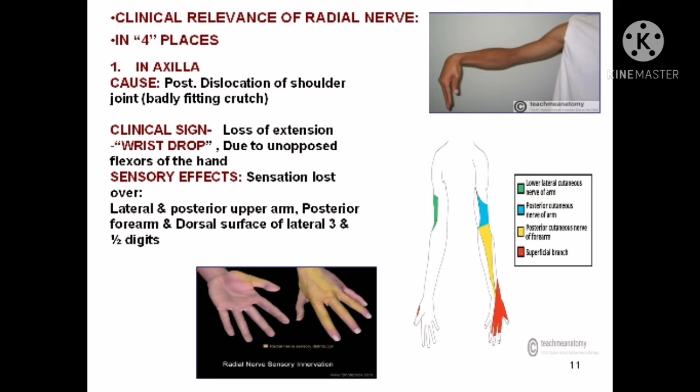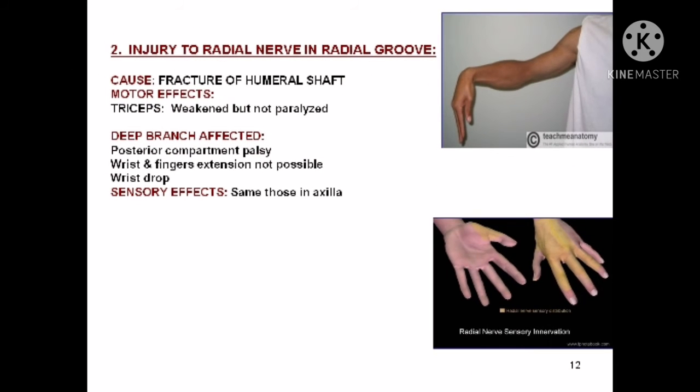The sensory loss: sensation is lost over the lateral and posterior upper arm, posterior forearm, and the dorsal surface of the lateral 3.5 digits. All these are shown in the diagram on the right side and the below diagram. Number 2, injury to the radial nerve in the radial groove. The cause is fracture of the humeral shaft. The motor effects are weakness of the triceps.